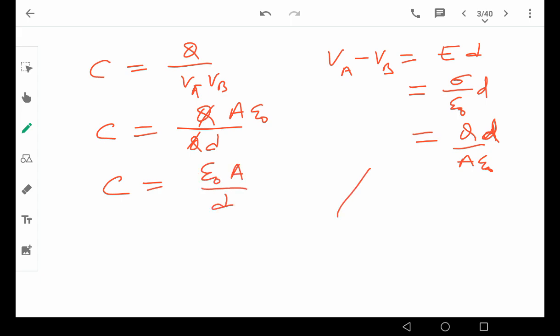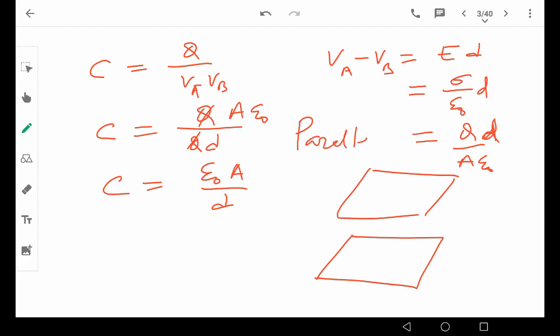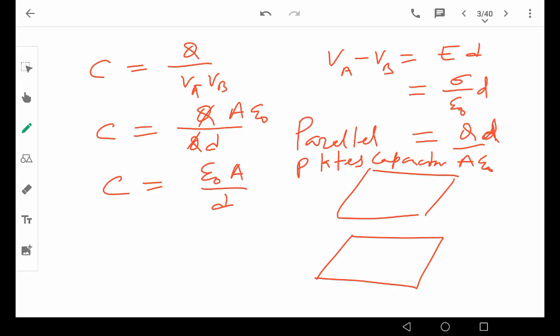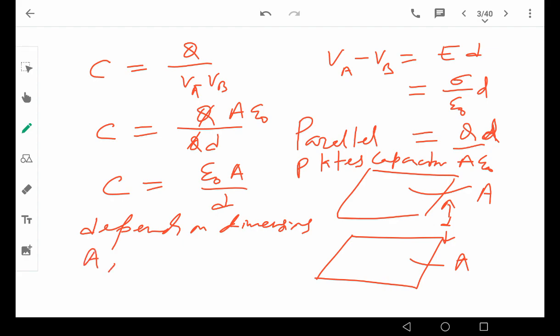So we could find the capacitance of a parallel plate capacitor. This capacitor is known as a parallel plate capacitor because the two plates are parallel to each other. So what we got for the parallel plate capacitor is C is equal to epsilon naught A by D. So it depends on the area, it depends on the distance between the plates, and also on orientation. But here I have taken parallel plates, so the facing surfaces are parallel to each other. So the capacitance depends on dimensions, that is area, the distance between the plates, and it also depends on epsilon naught.